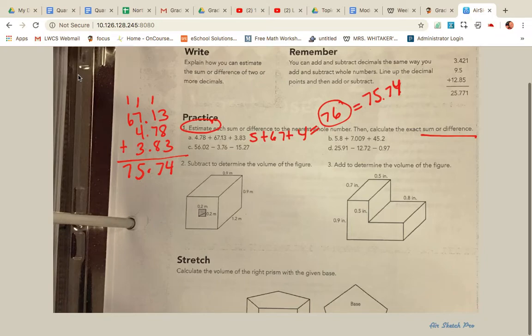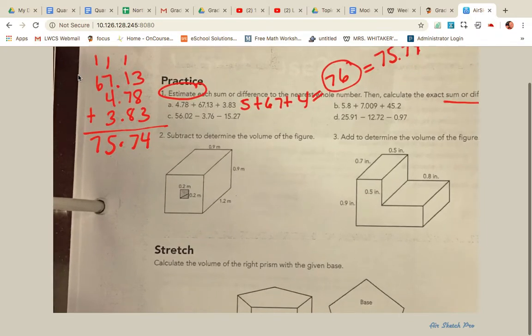Looking at number 2, we did one just like this in class. I'll do one again. We need to find the volume of the whole entire solid figure, and then we need to find the volume of the hole right here, and then we can subtract it from the volume of the whole entire solid figure. So that way whatever's left would be what's not shaded.